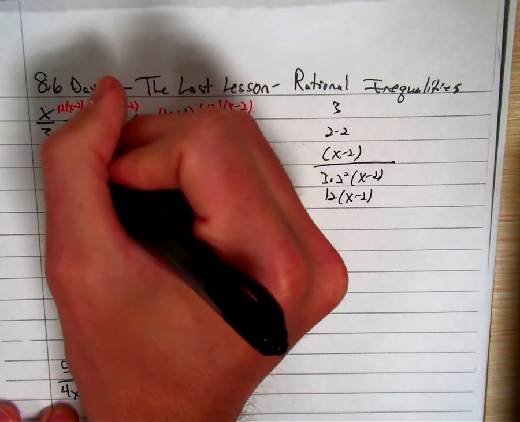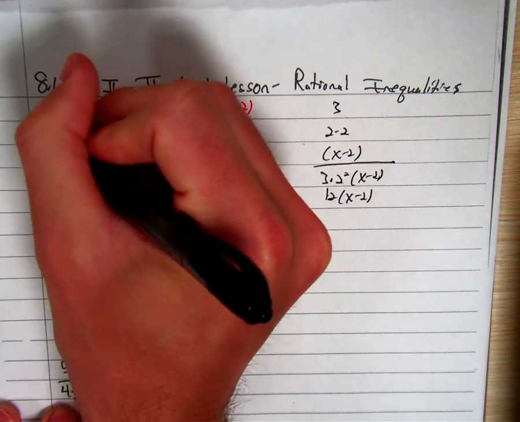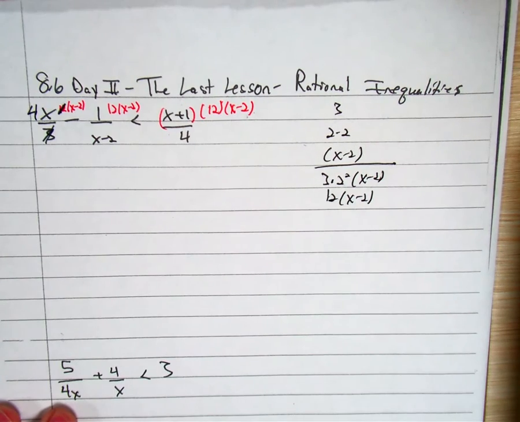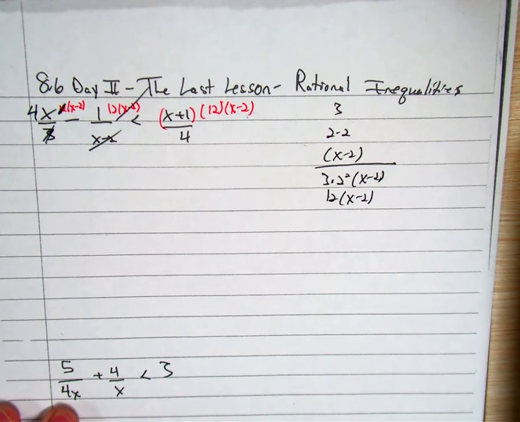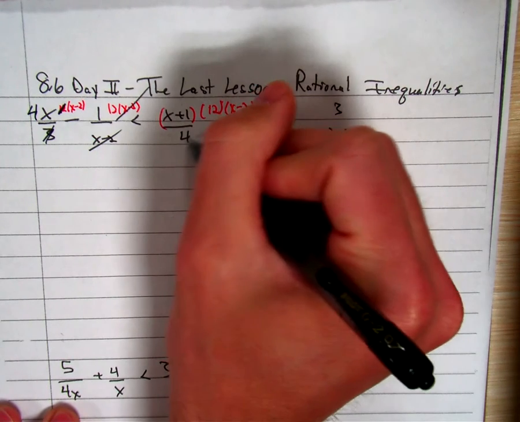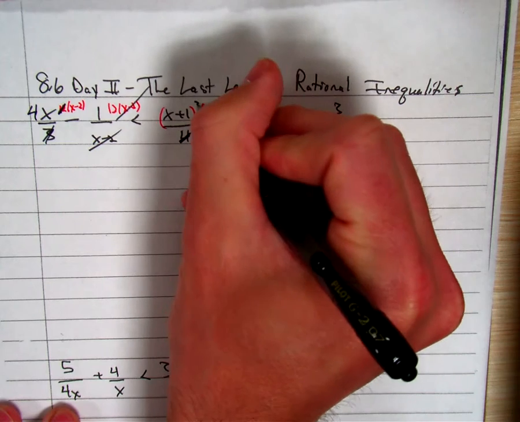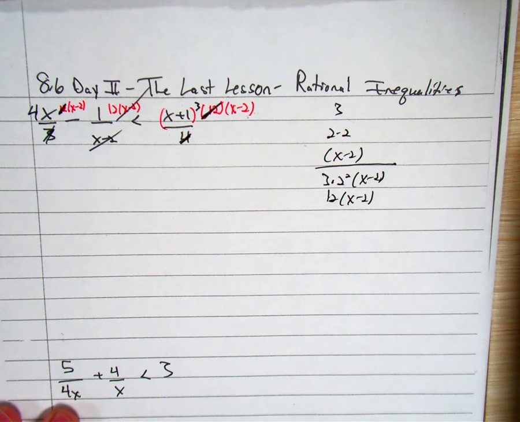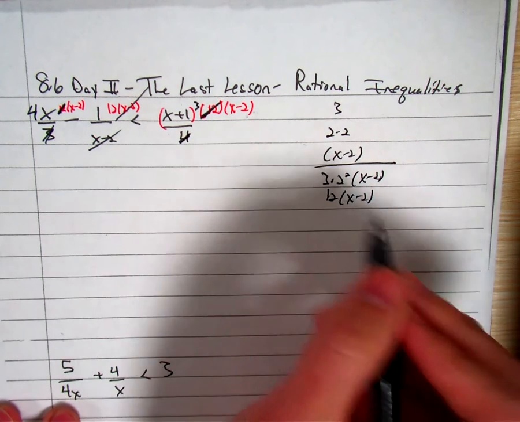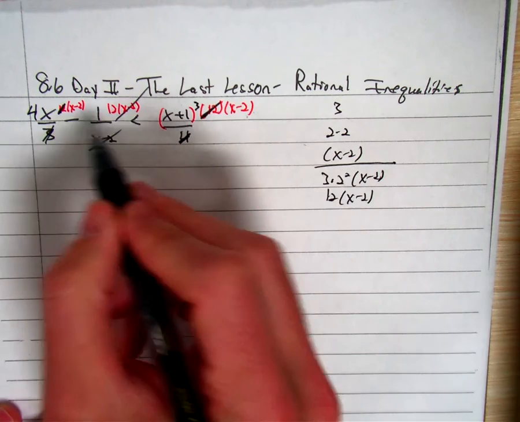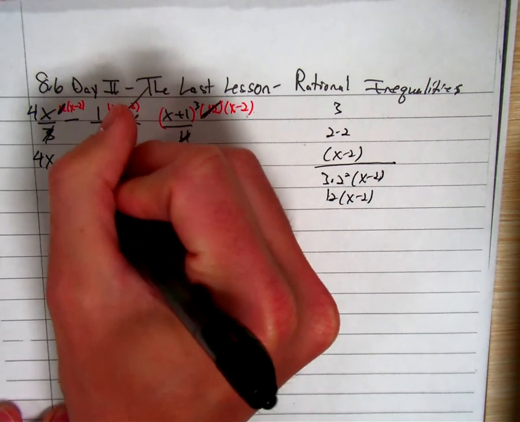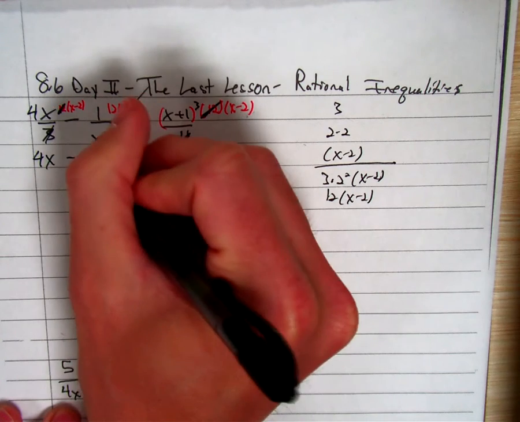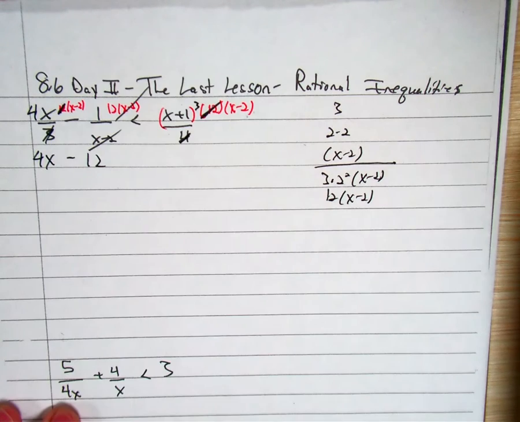Well, let's look at this. 12 divided by 3 is just going to be a 4. x minus 2, x minus 2. And then 12 divided by 4 is going to be a 3. Alright. So we have our 4x minus 12. 1 minus 1 times 12, minus 12.